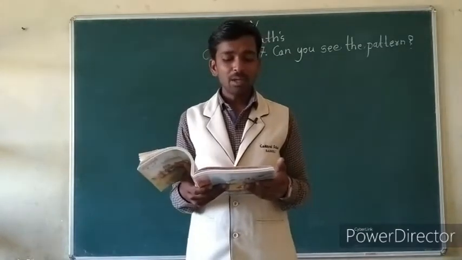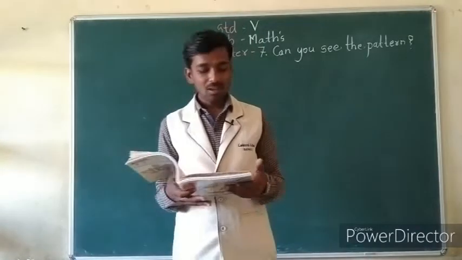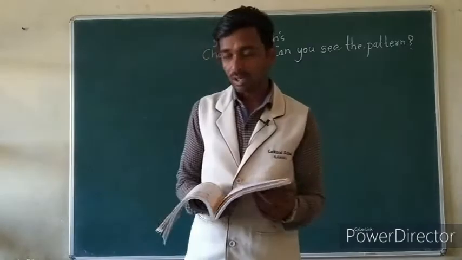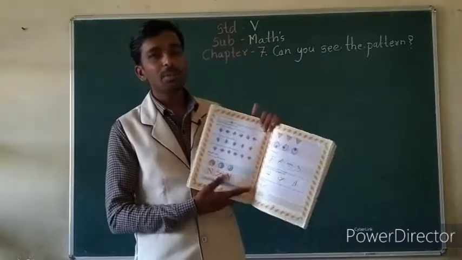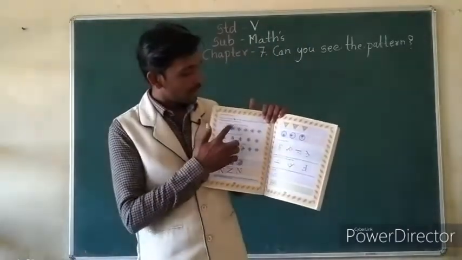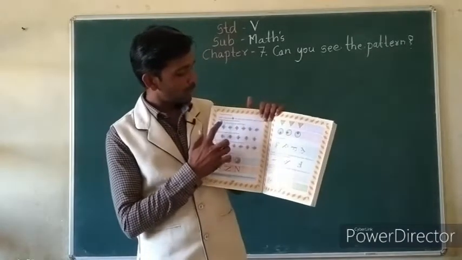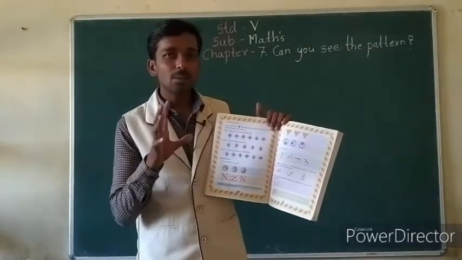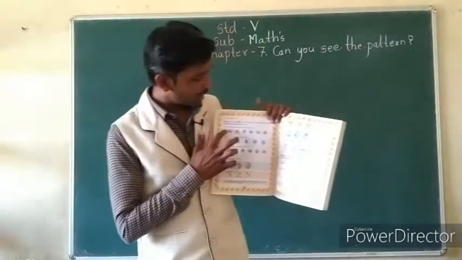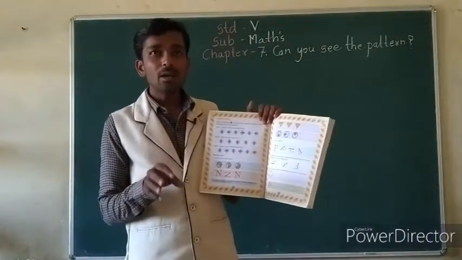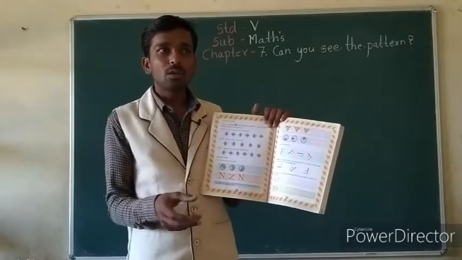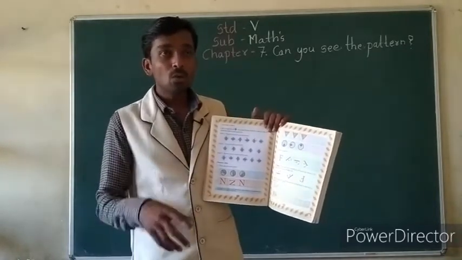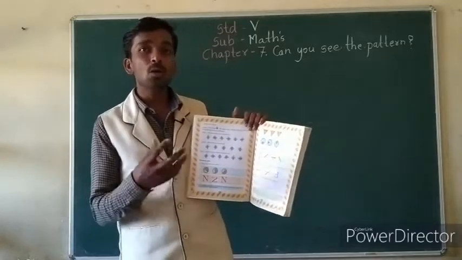Second rule, repeat it with half turn, and third one, repeat it with 3/4 turn. See these three different patterns or three different rules they give us here. The block is the same for all the patterns. Block means design. That design is the same, but their turn, 1/4 turn, half turn, and 3/4 turn, is different. Do you know what is meant by 1/4 turn?